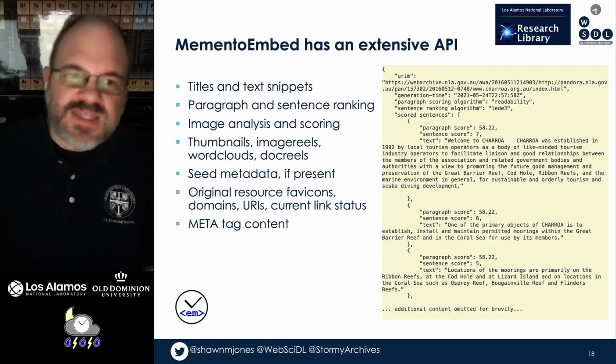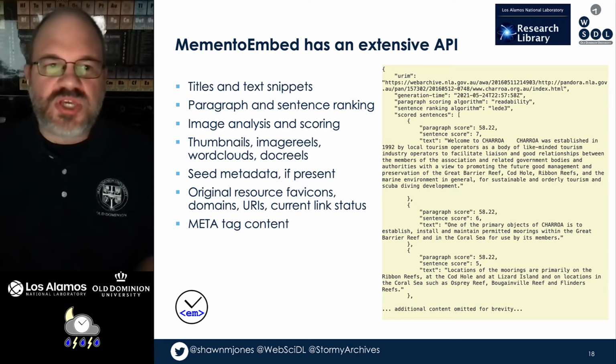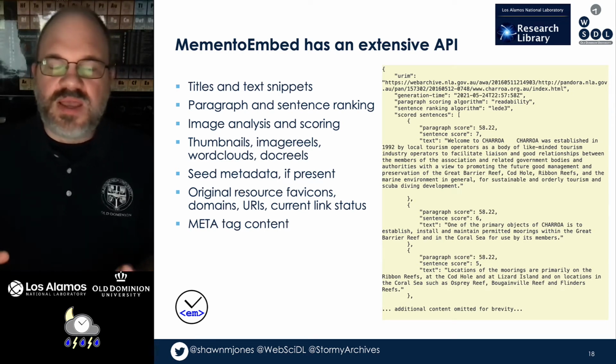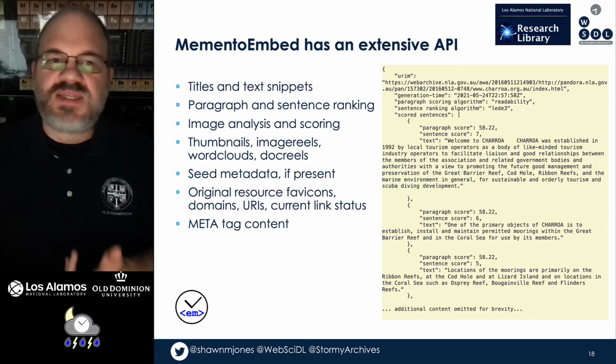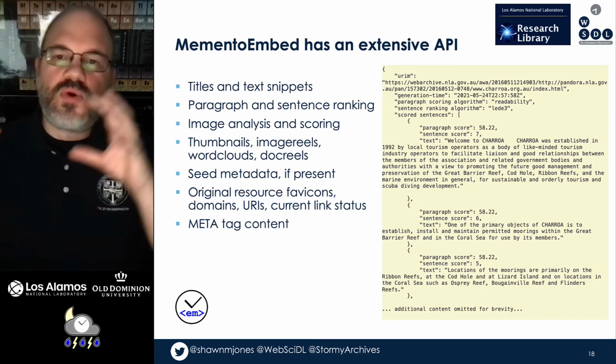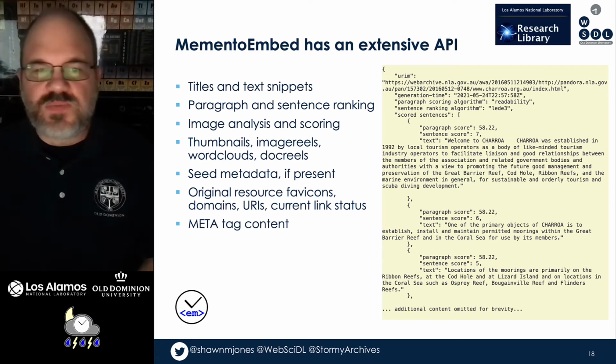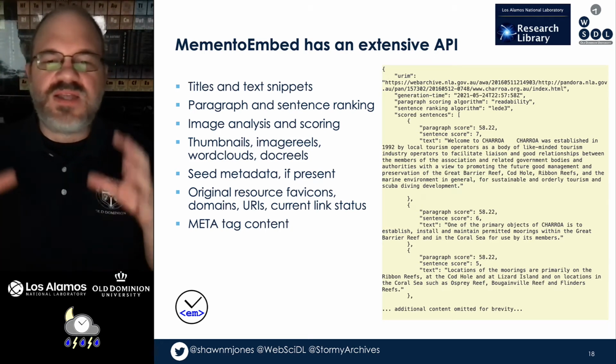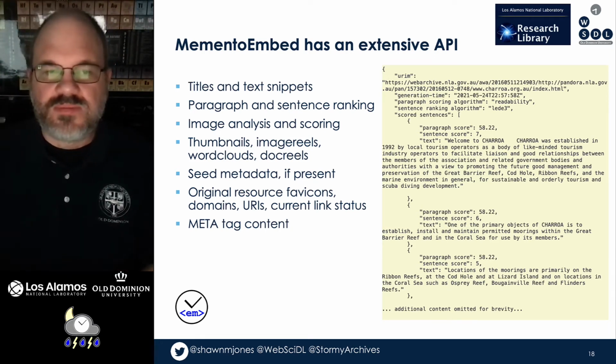Memento Embed has an extensive API that allows machine clients to query and gather titles, text snippets, sentence ranking. It can produce the individual surrogates that I showed you on the previous page, along with favicons and other information about the memento. And the output is all in JSON.